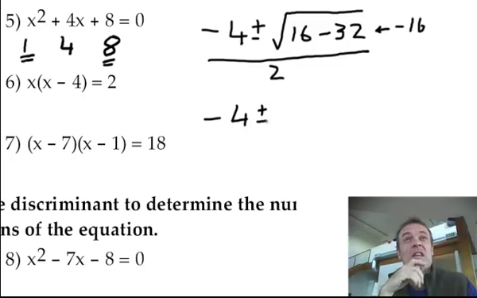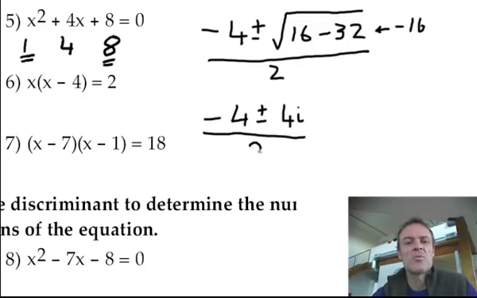The square root of negative 16, well, the square root of 16 is 4. Remember, negative 4i. There we go. That's what I've got for the square root of negative 16. And it's still all over 2.